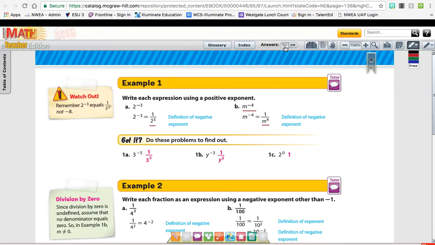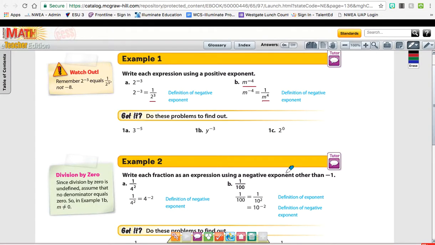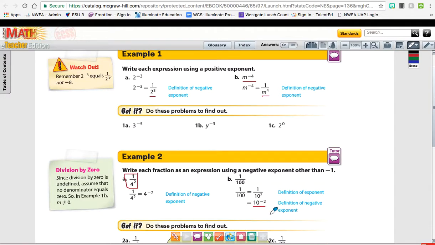Three to the negative fifth is equal to 1 over 3 to the positive fifth. Y to the negative third is equal to 1 over y to the positive third. And 2 to the 0 is equal to 1. On example 2, it says to write each fraction as an expression using a negative exponent. So if we have 1 over 4 squared, we can write that with a negative exponent by writing 4 to the negative second power. And 1 over 100 is the same thing as 1 over 10 squared, which can be written as 10 to the negative second power.